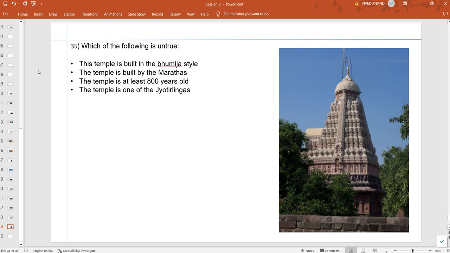It is right that this is Bhumija style. And it's also right that it is built by Marathas. And it is also one of the Jyotirlingas. This is Krishneshwar temple. Then why should it not be at least 800 years old?